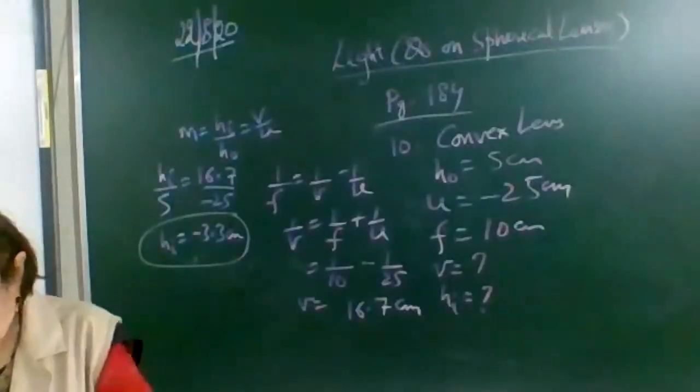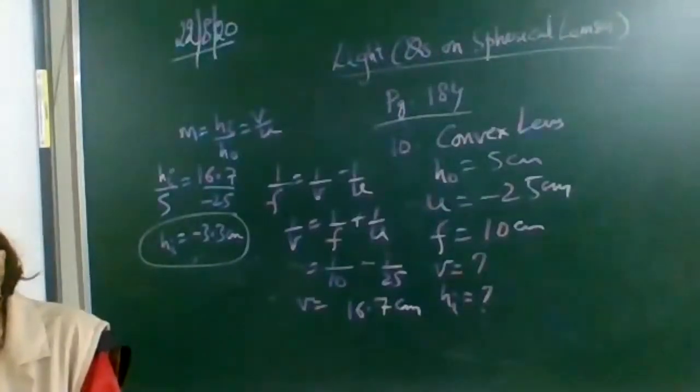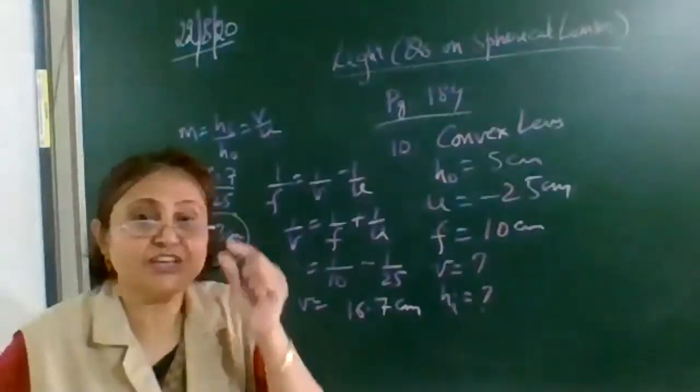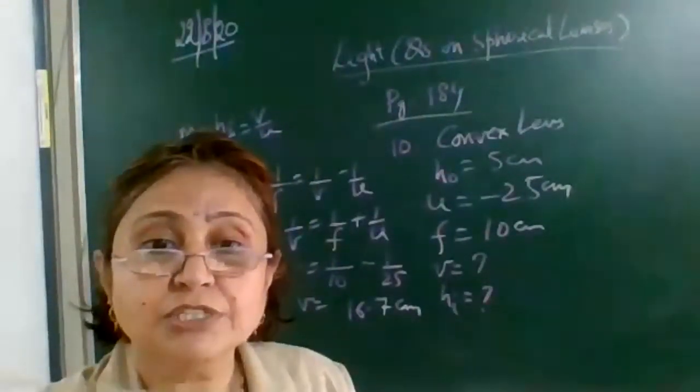Okay, question number 11. A concave lens of focal length 15 centimeters, image distance is 10 centimeter. How far is the object placed? That is u distance you have to determine. Hurry up, I give you 30 seconds to solve this question.